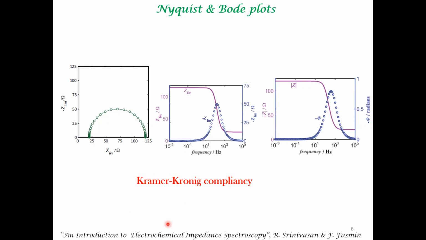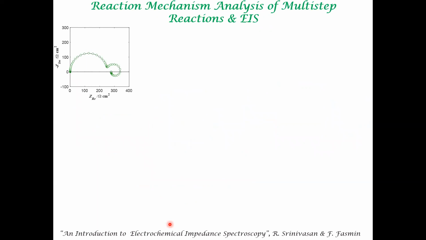It is very well elaborated in this book and in Ramanathan's lecture. So what is this reaction mechanism analysis? Where is it most useful? Sometimes, supposing you measure your EIS spectrum, you may observe this kind of a spectrum. What is puzzling about this spectrum is there are these negative resistances. These are like inductive loops and negative resistances.